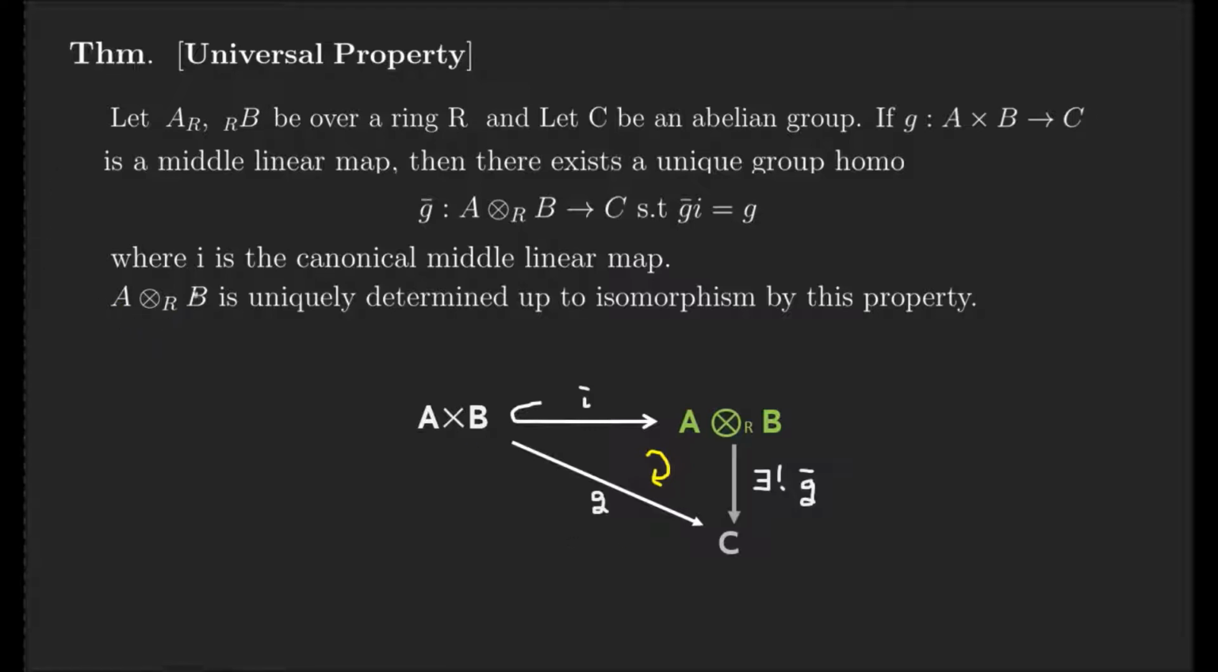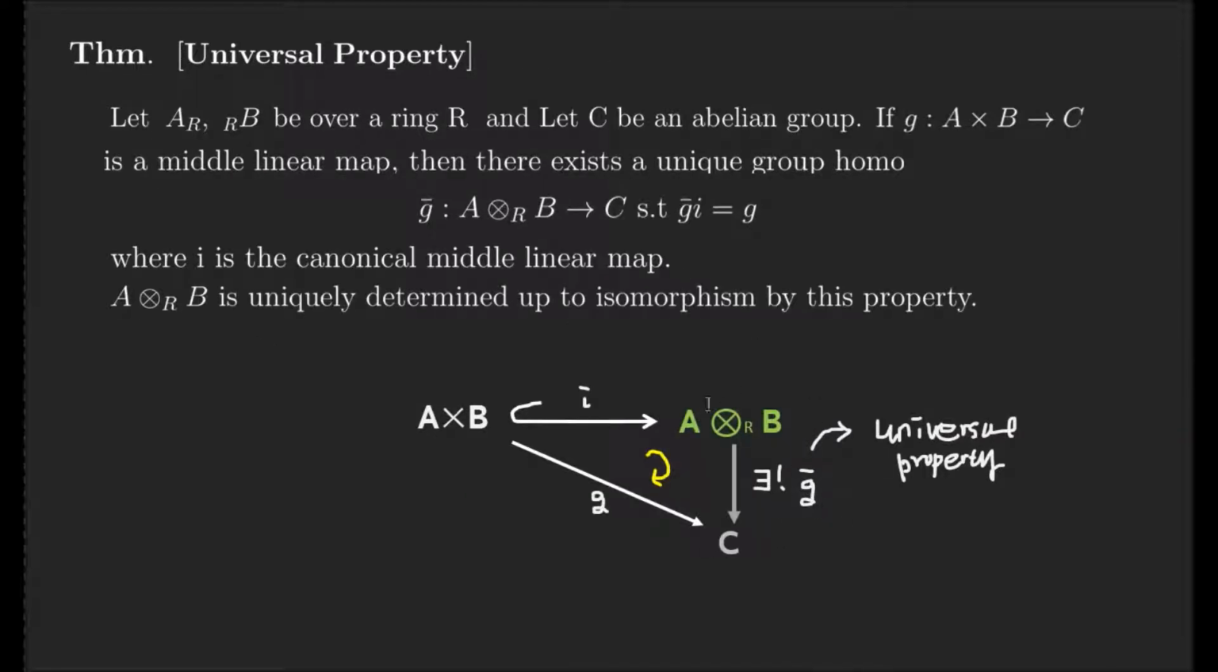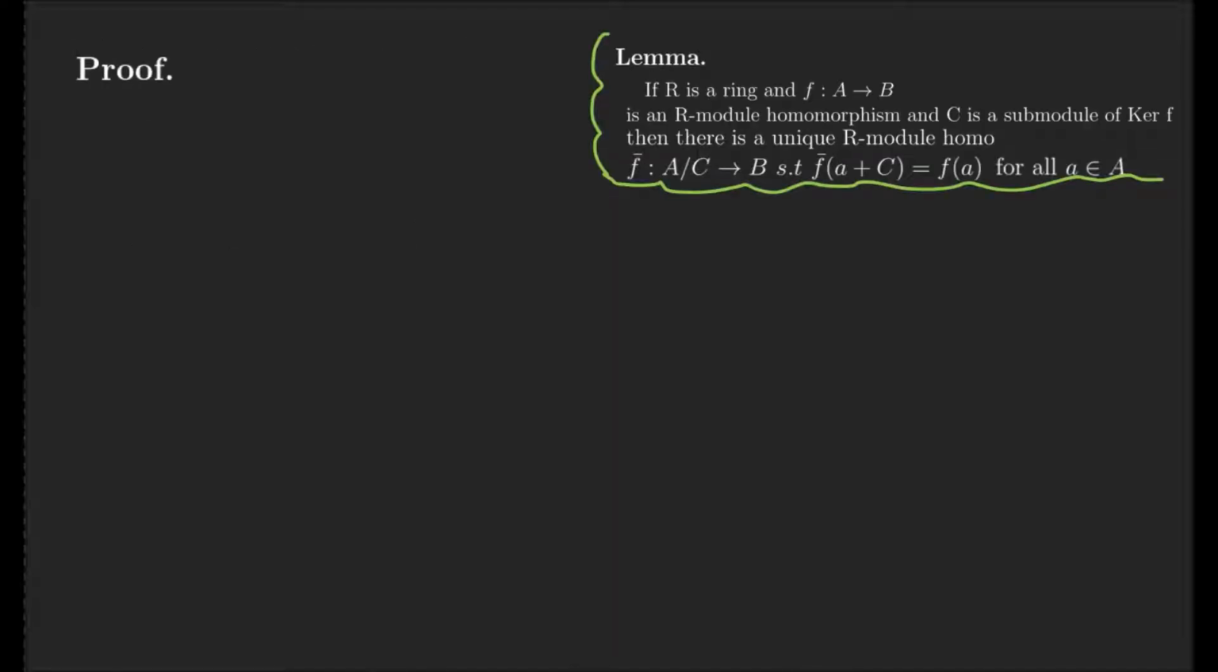So the tensor product A tensor B over R is uniquely determined up to isomorphism by this property. From this, we can check this is a universal property. For any object C given, just using the definition, there is only one morphism from A tensor product over R with B to C. So let's prove the statement, the universal property.